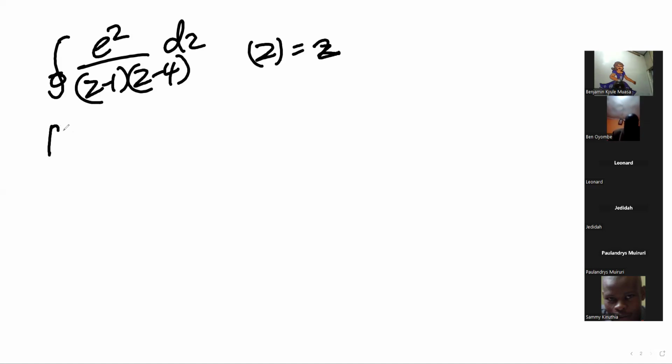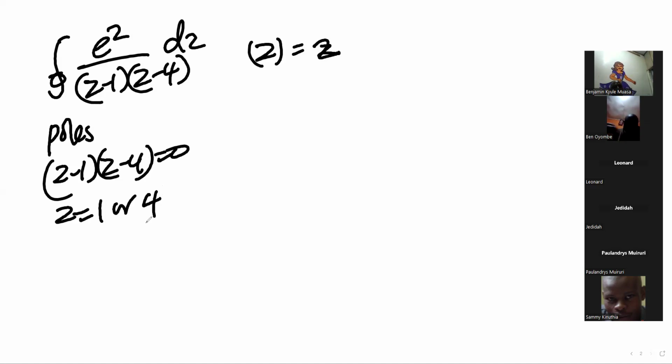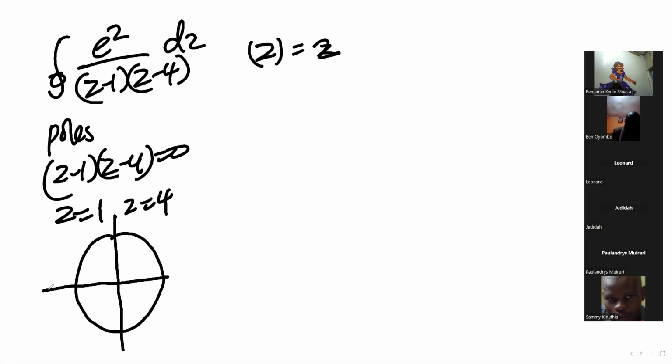You find the poles. The poles are when the denominator equals 0. So (z minus 1)(z minus 4) equals 0, so z equals 1 and z equals 4. Then the other procedure, you draw the circle. This is the imaginary axis, this is the real part. The radius is 2, and you can see this one here. There's nothing here. So the radius is 2 here.